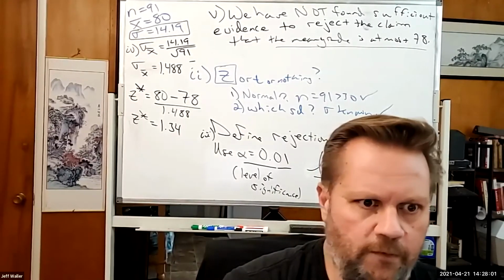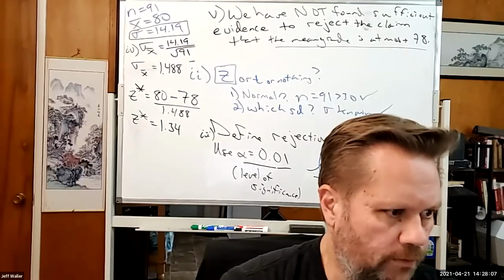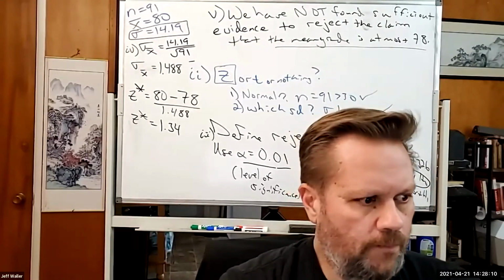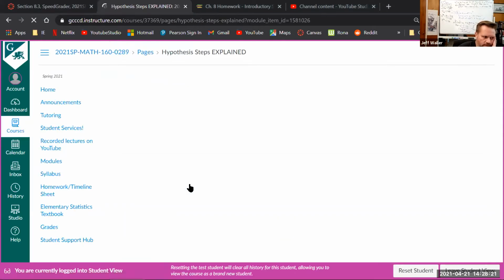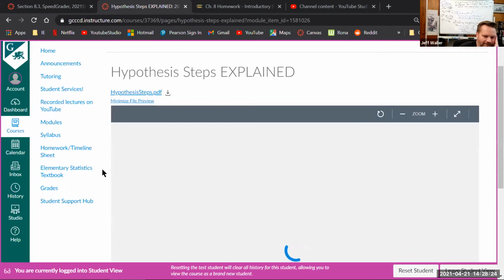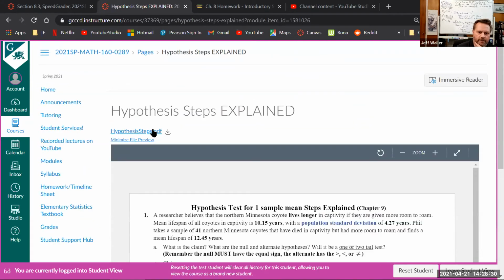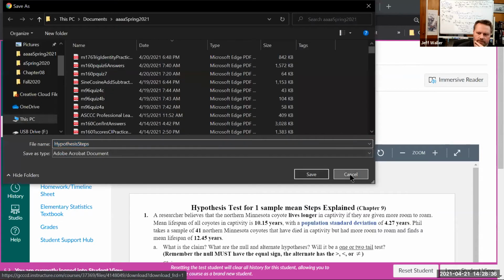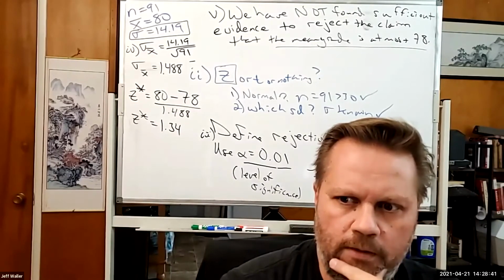So let me show you. If you go to Canvas now, you will see a Unit 9 module. And it says hypothesis steps explained. That sounds hopeful, right? All right, look at all this. So let me open this up a little bit better here. No, let me just do it this way. Hold on. Here we go.